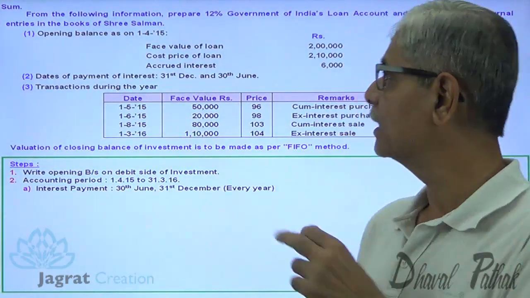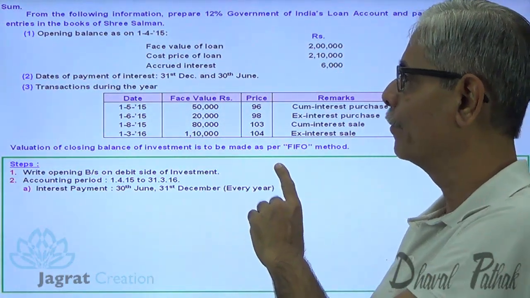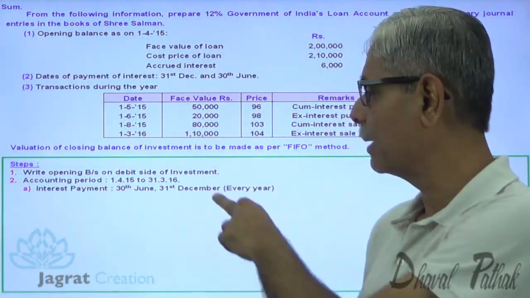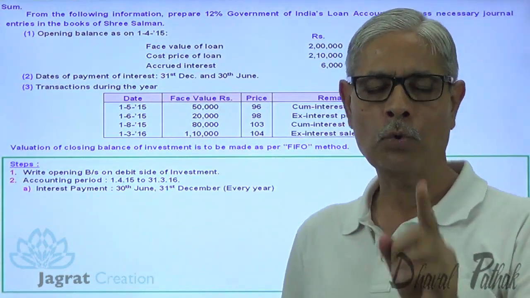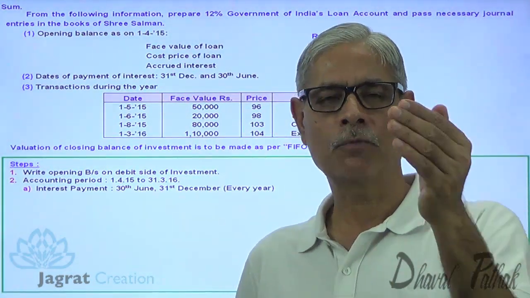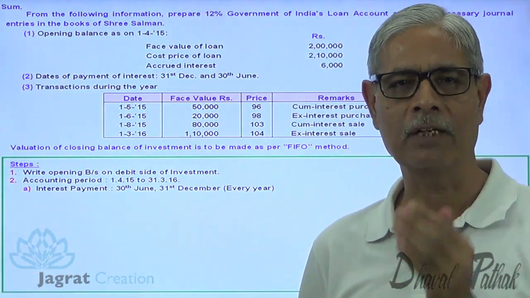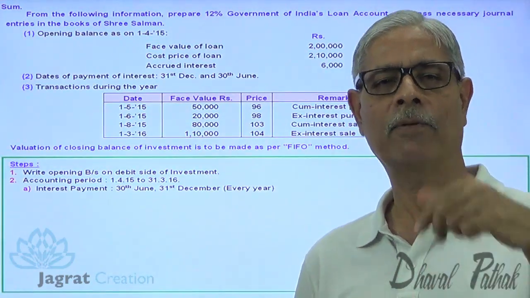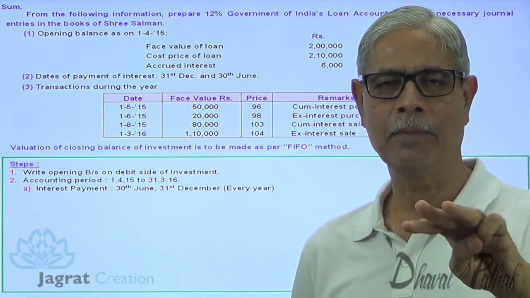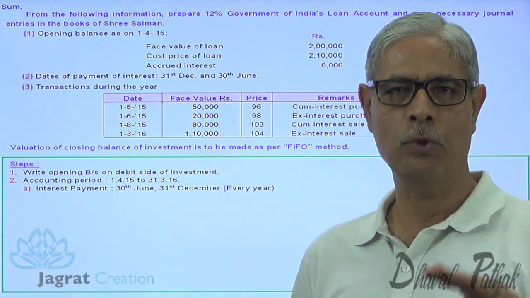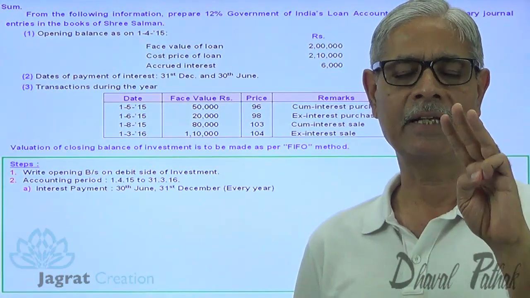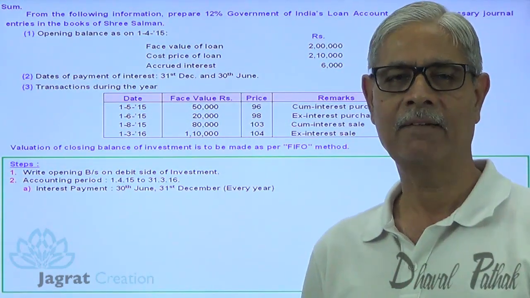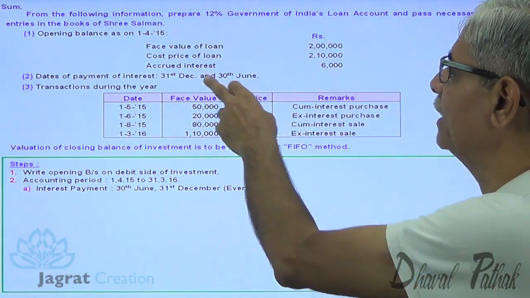The last interest on this investment of 2 lakhs was received on what date? On 31st of December. So last interest was received on 31st of December 2015. Today it's 1st of April 2015. So from 31st of December 2015 to 1/4/2015, 3 months have passed. This 3 months is a period of last accounting year, and in this 3 months, the interest was due. Interest has accrued, and that accrued interest will be received on 30th June.